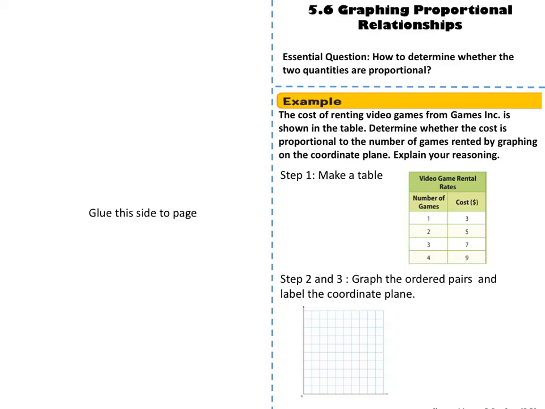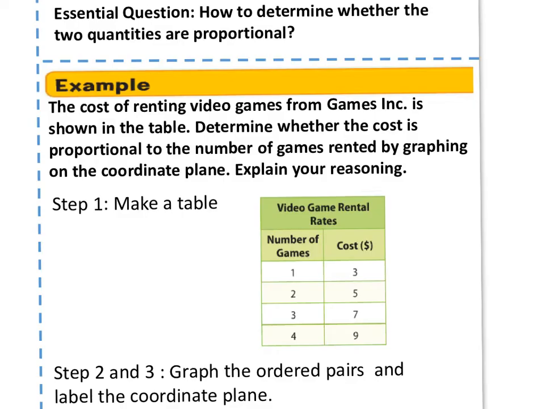Hi class, today we're looking at Chapter 5, Lesson 6, Graphing Proportional Relationships. Our essential question is how to determine whether two quantities are proportional.